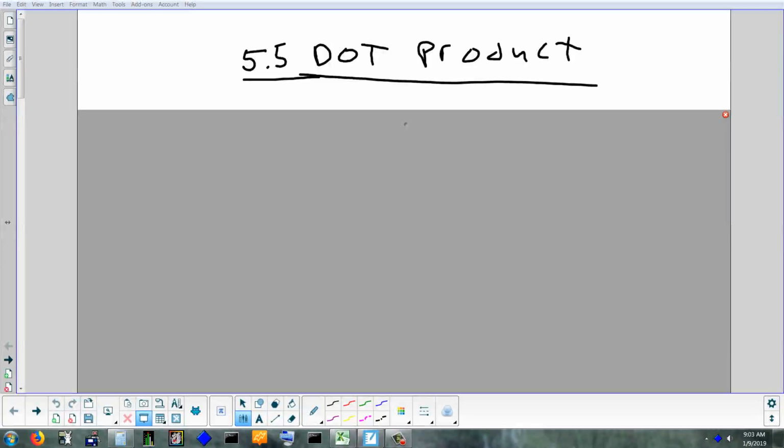So let's take a look at section 5.5. This is our last section that we're going to be doing stuff in 2 dimensions. Tomorrow we're going to look at 3D. And today we're going to look at a product.